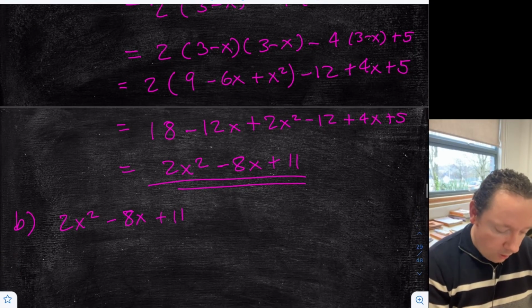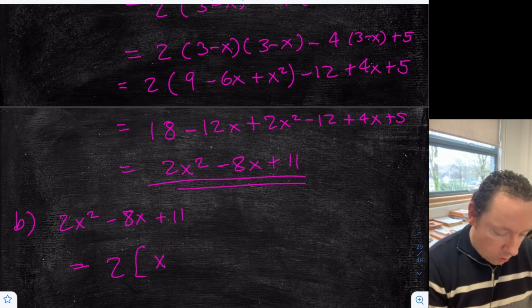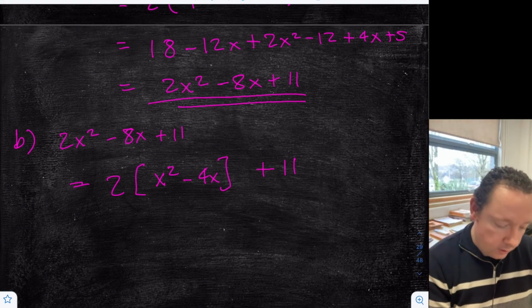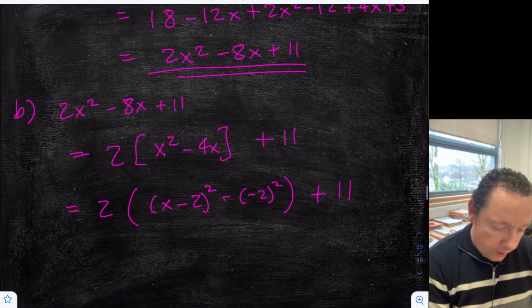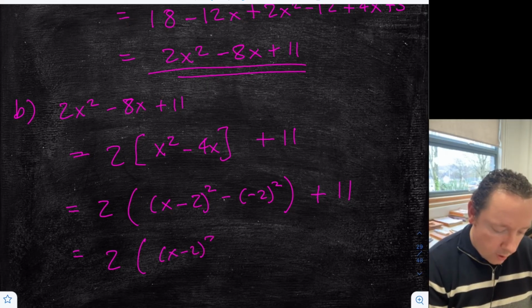So that's going to equal, well, we take the common factor between the first two terms, which is 2. So that gives me 2 times (x squared minus 4x), and I've still got the plus 11 hanging on the end. And then we complete the square with the x squared minus 4x. So that's 2 times (x minus 2) all squared, take away minus 2 squared, plus 11. So that equals 2 times ((x minus 2) squared, 2 twos is 4, so minus 4), and then plus 11.